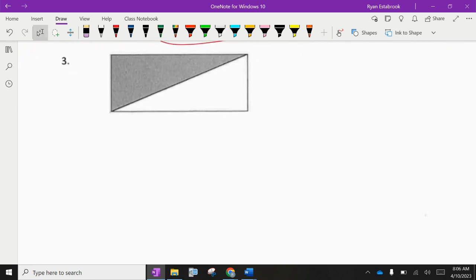Number 3, what kind of shape do we have? A rectangle. We have a diagonal. Then there's a triangle that's shaded. Question is, what percent of this one is shaded? Now, I could go through it. Area shaded divided by area total. It's the area of the triangle divided by the area of the rectangle.